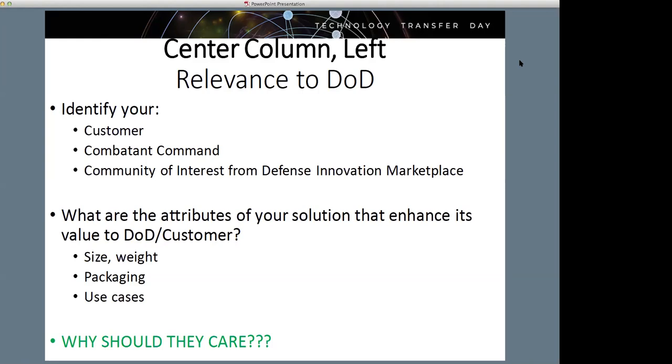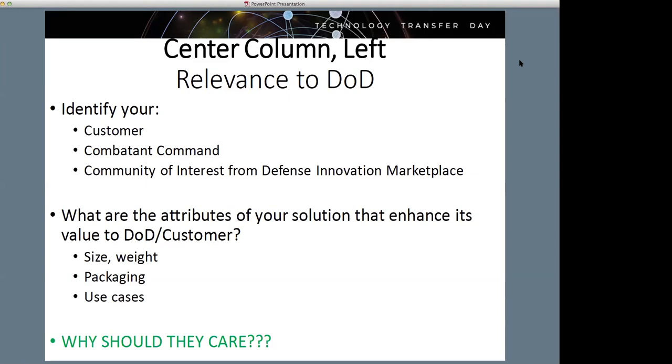So we're now in the center column. The center column is the larger column, obviously in the middle of the poster. Within the center area, there are actually 2 columns, and we're going to focus now on the center left side column. And this is where we really need to talk about the relevance to the DoD or to your specific customer. In my one-on-one conversations with several of the participants, there's a little bit of confusion about identifying a combatant command and a community of interest, and I just want to make clear that that is not necessary.